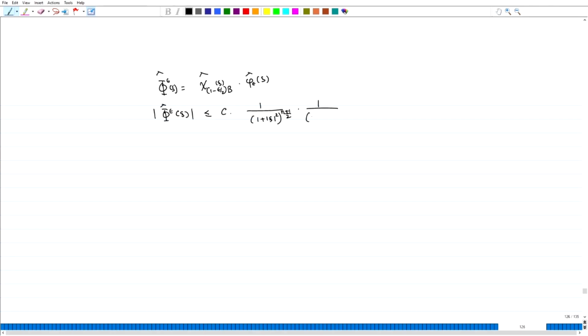So, this is what one can get: epsilon mod xi to the power n, for large n, because of the Schwarz class estimate. Similarly, we will get a similar kind of estimate for psi epsilon hat of xi, which is less than or equal to some other constant c prime, for large n.